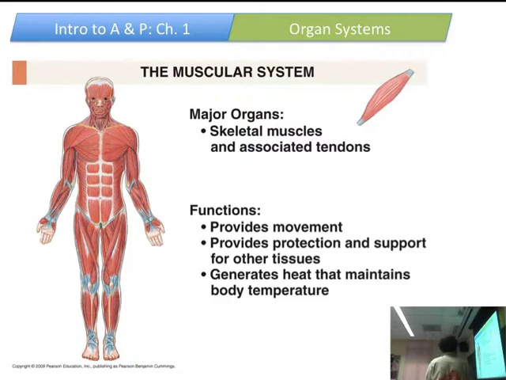For example, Harry Houdini. He died. Does anybody know how Harry Houdini died?